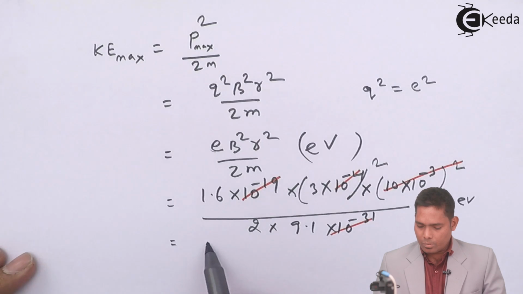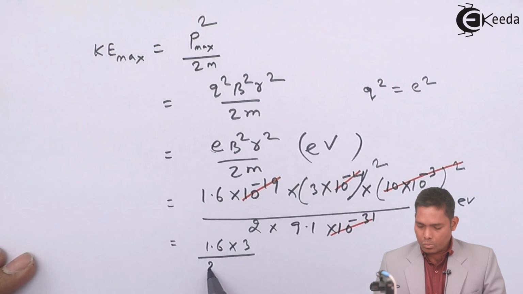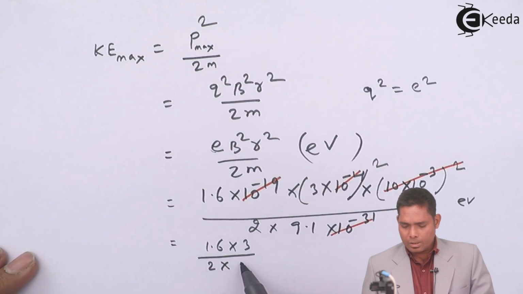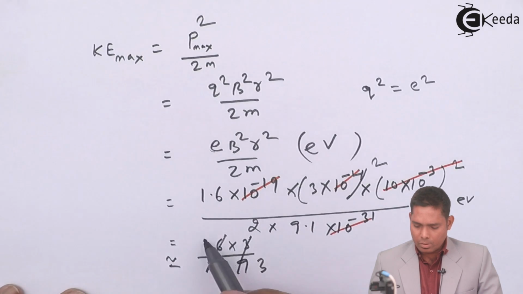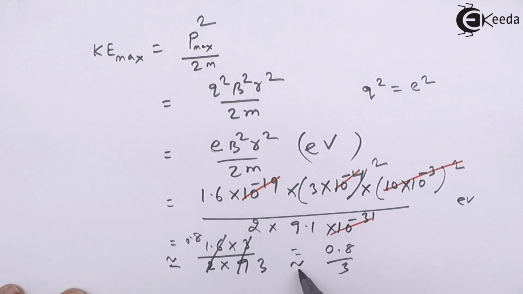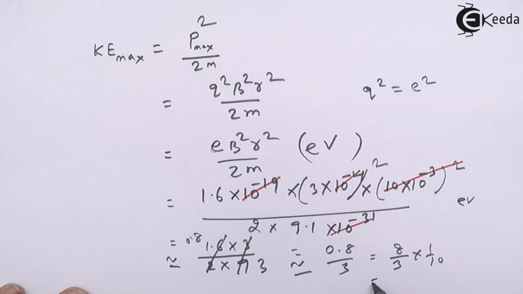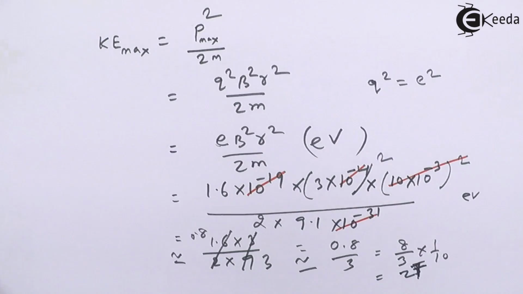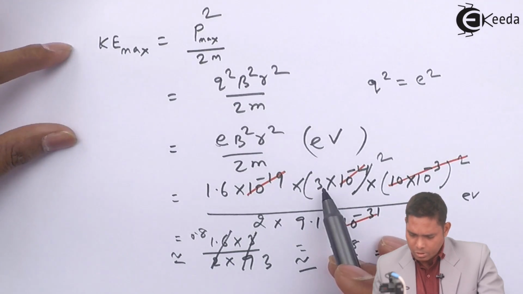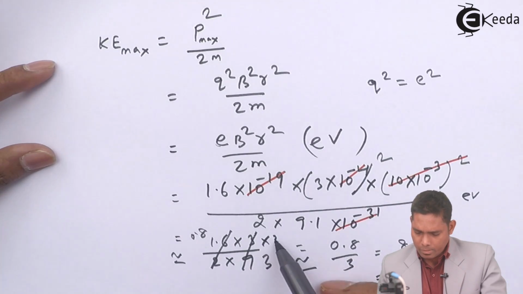Now what is left is 1.6 into 3 divided by 2 into 9.1. I will approximately take it as 9, simplify: 3 into 3 is 9, 2 into 8 is 16, so 0.8 by 3, these are approximate calculations. This is 8 by 30, 3 into 1 by 10, then that comes out to be 0.8, 16 by 10, 2 into 8 is 16, 8 by 10. So from here you can see that this is 3 square, it's 9, so 1 by 3 will be here, 1 by 3 will be here.